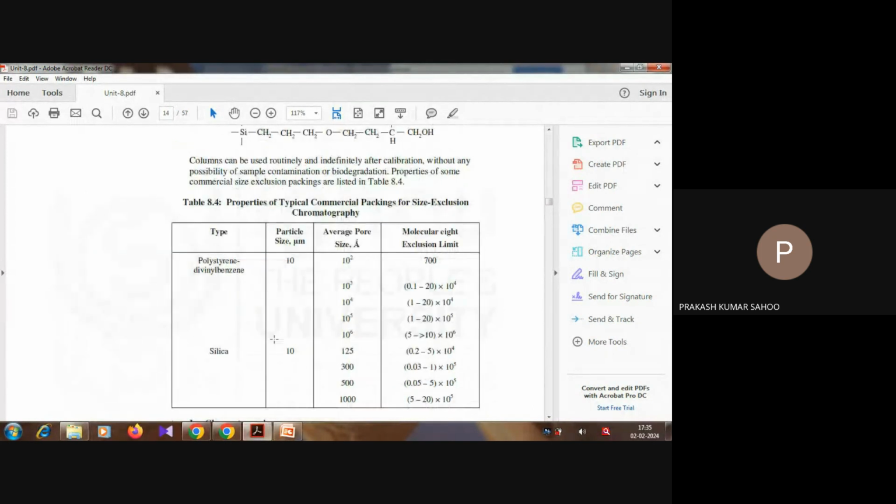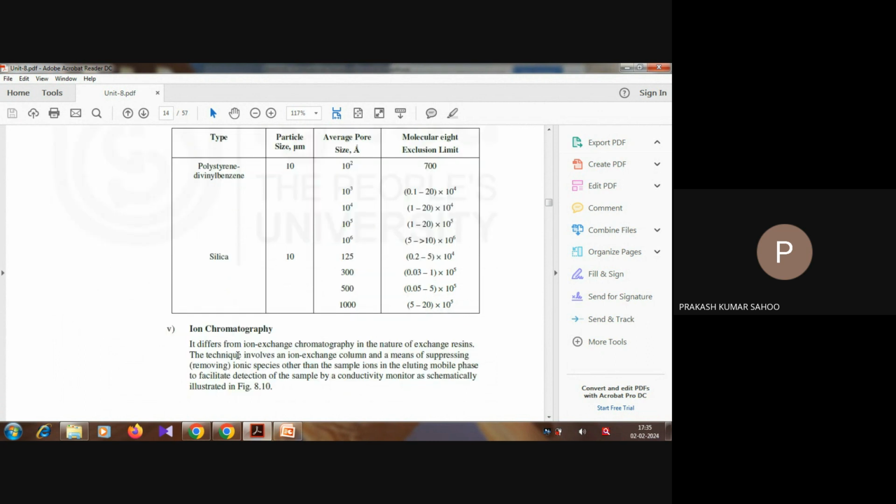Then we have the same thing, that is the type of commercial packaging for size exclusion: polystyrene divinyl benzene, particle size 10 micrometer, average pore and molecular weight exclusion limit. So the next one is silica.